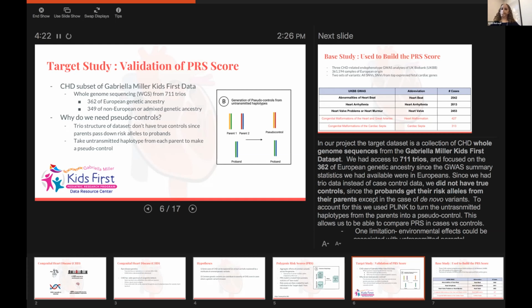Since we had trio data instead of case control data, we actually didn't have true controls, since the probands get their risk alleles from their parents, except in the case of de novo variants. To account for this, we used Plink to turn the untransmitted haplotypes from the parents into a pseudo control. This allows us to compare PRS in cases versus controls.